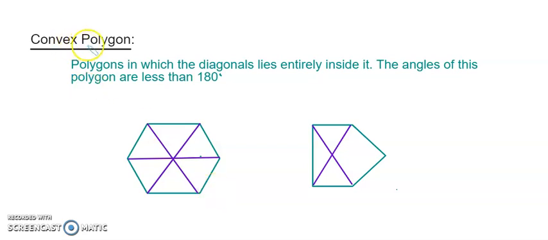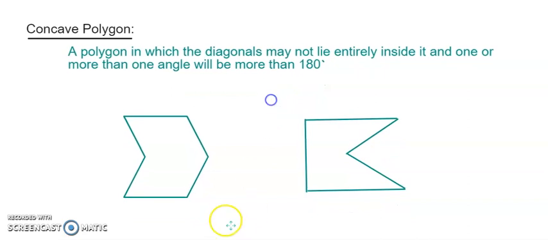Let's check this one. Here also the diagonals are lying inside the polygon. So how to check whether a given polygon is a convex polygon? Try to draw the diagonals. If the diagonals lie inside, then it is a convex polygon. There can be a case where the diagonals are not lying inside the polygon. Then in that situation, they are called concave polygon.